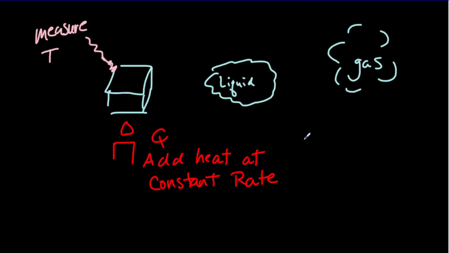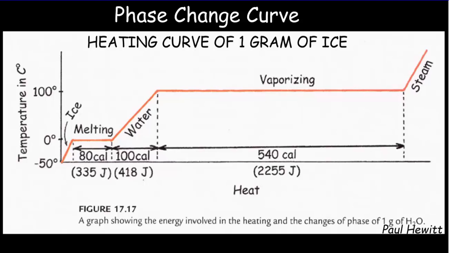In a heating curve, you just plot the temperature against the amount of heat that you've added to your substance. So here's our general heating curve. We've got the temperature on the vertical axis, and heat, or Q, on the horizontal axis. And in this particular case, we're adding heat to 1 gram of water, 1 gram of H2O. All heating curves have this same basic shape.